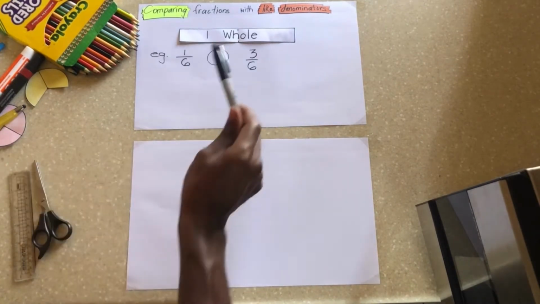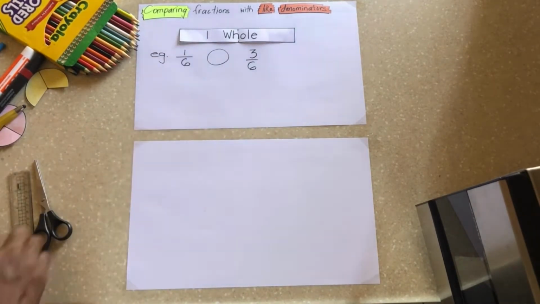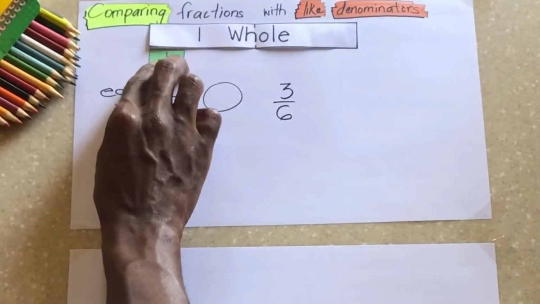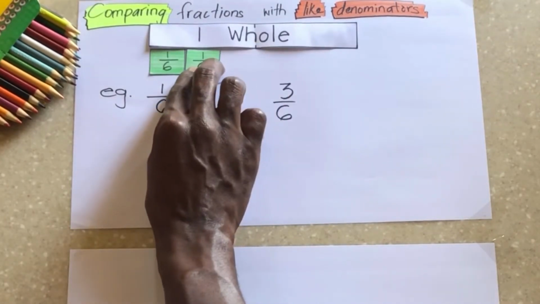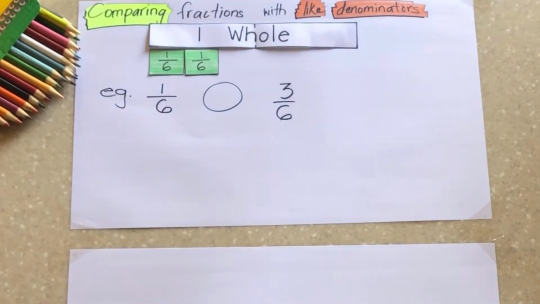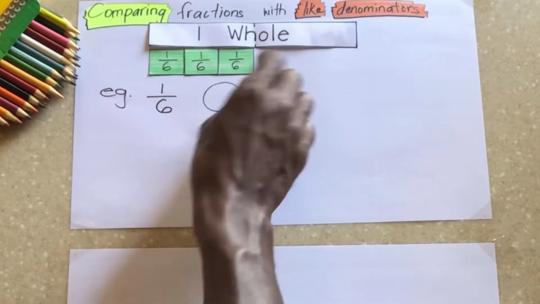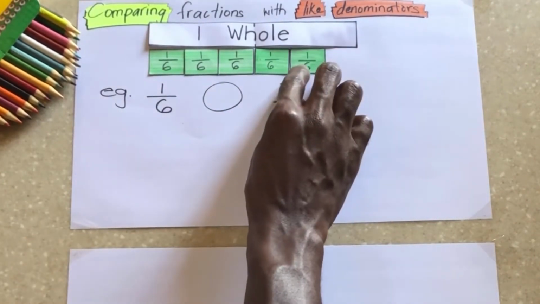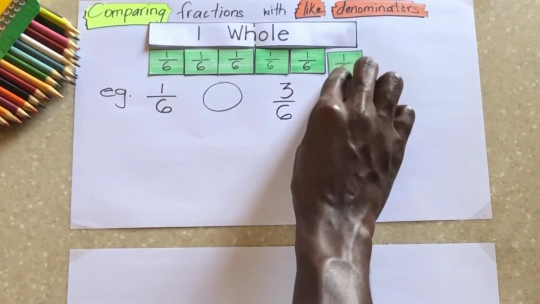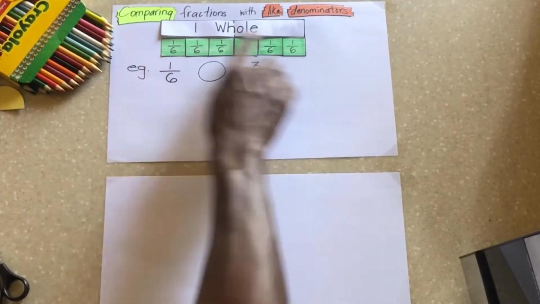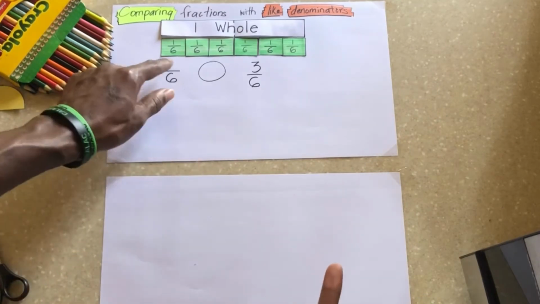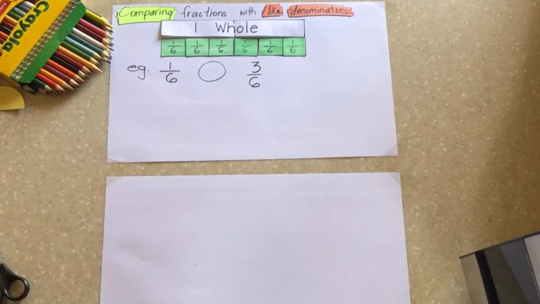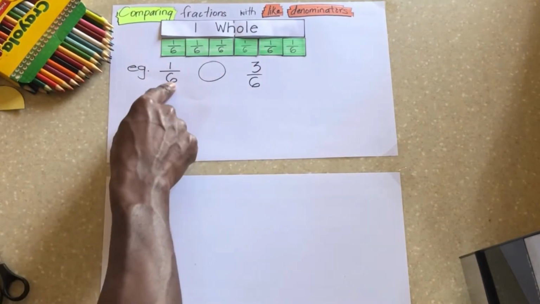You would have gotten more, because 3 of the 6 would be definitely greater than 1 of the 6. Let us model this. So we have 1/6, 2/6, 3/6, 4/6, 5/6, and 6/6 to complete the whole. So the whole has 6 sixths. 6 of those. Now, let us see what that looks like.